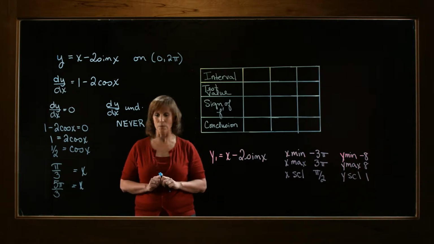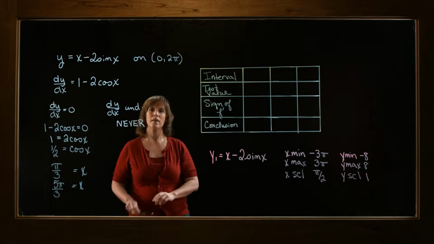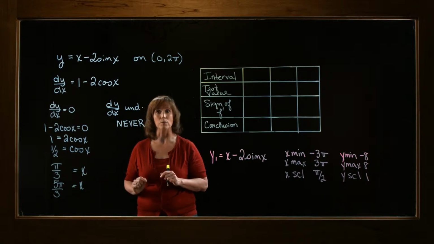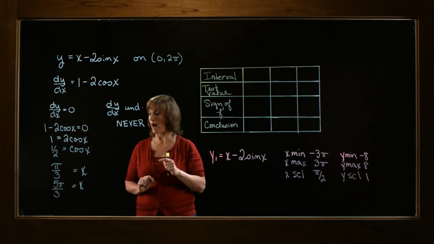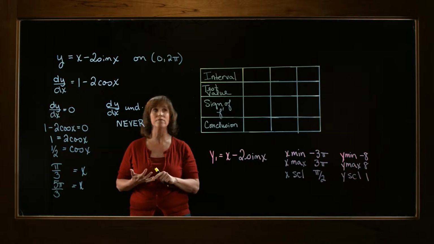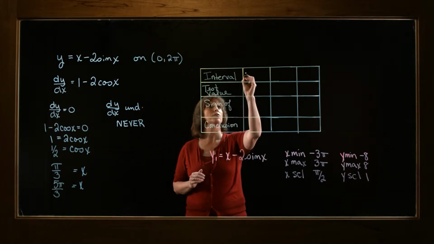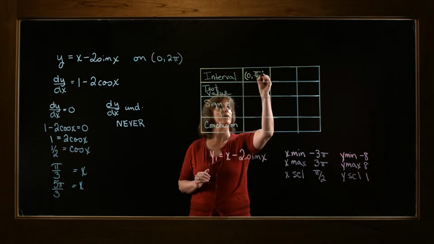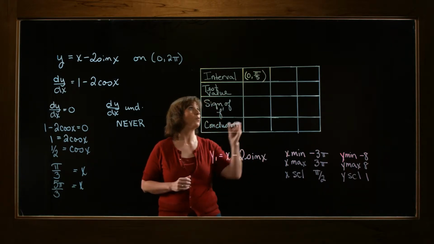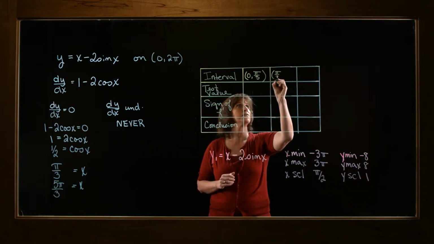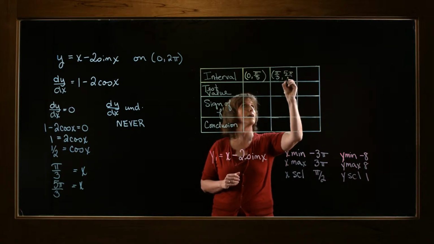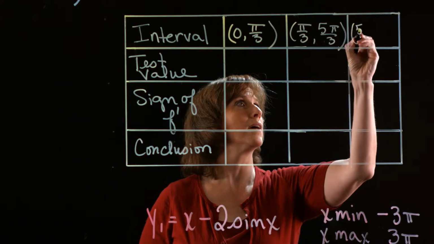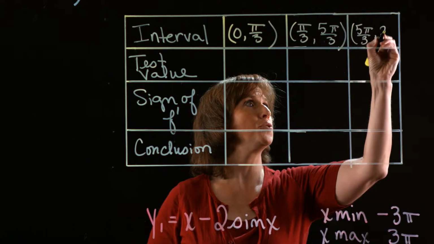Okay, so let's go ahead and see what I have. I want to fill in my table. I'm going to be looking at some intervals, and I'm going to break this interval up at my critical numbers. I'll start at 0, end at 2 pi, and break them up at pi over 3 and 5 pi over 3. So my first interval will be from 0 to pi over 3. The next interval will be from pi over 3 to 5 pi over 3. And then my last interval will be from 5 pi over 3 to 2 pi.